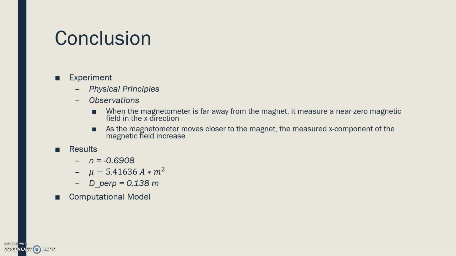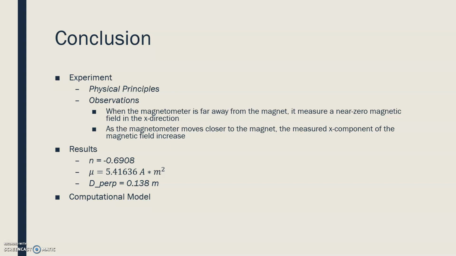In this experiment, we wanted to understand the distance dependence of the magnetic field due to a small bar magnet. The physical principle exemplified in this experiment is the magnetic field of a bar magnet derived from the Biot-Savart law, which allows for me to determine the distance dependence and the magnetic moment. In performing this experiment, I made 2 observations. First, that as the magnetometer gets further from the bar magnet, it detects a near-zero magnetic field in the x direction. Second, as the magnetometer gets closer to the magnet, the x component of the magnetic field increases.